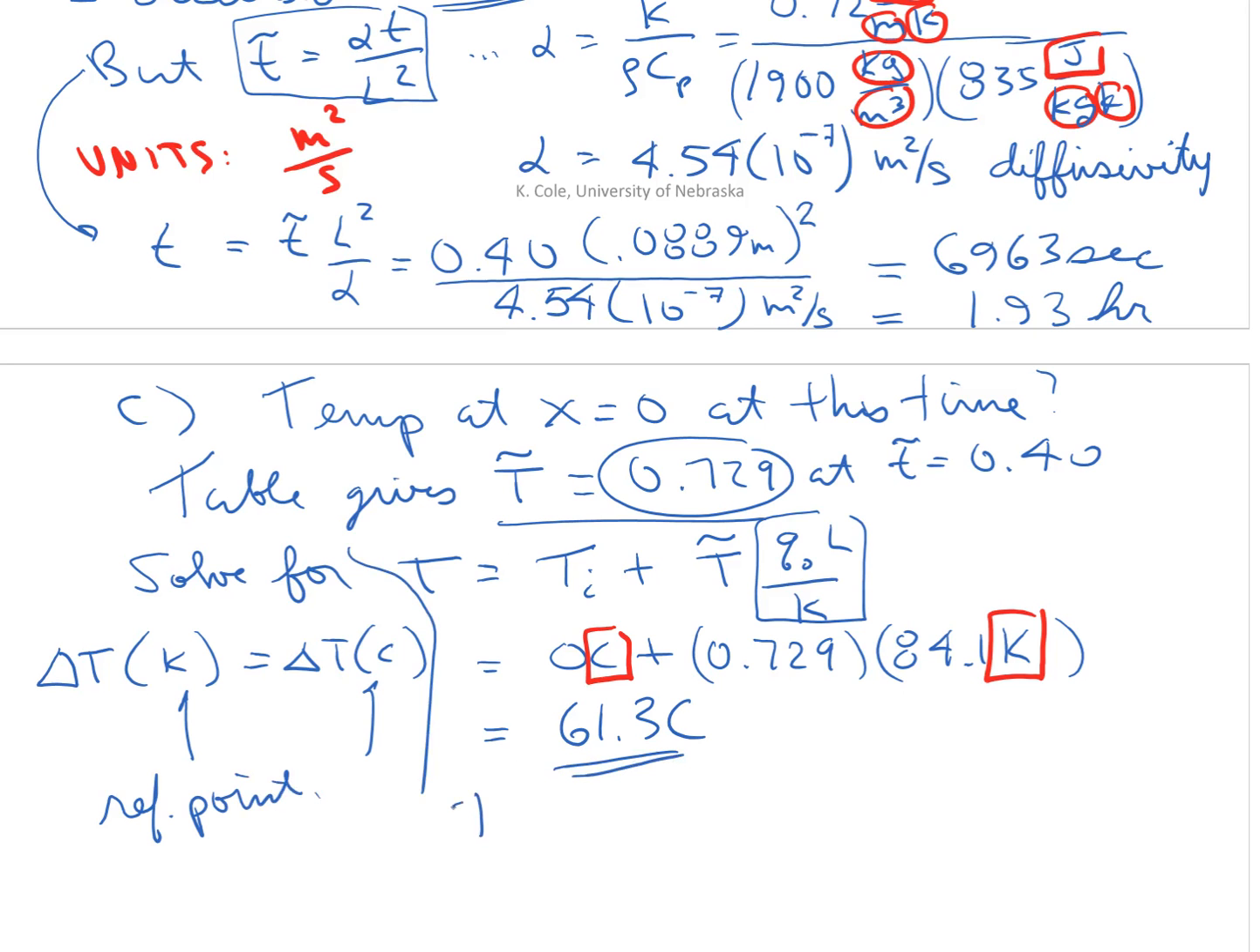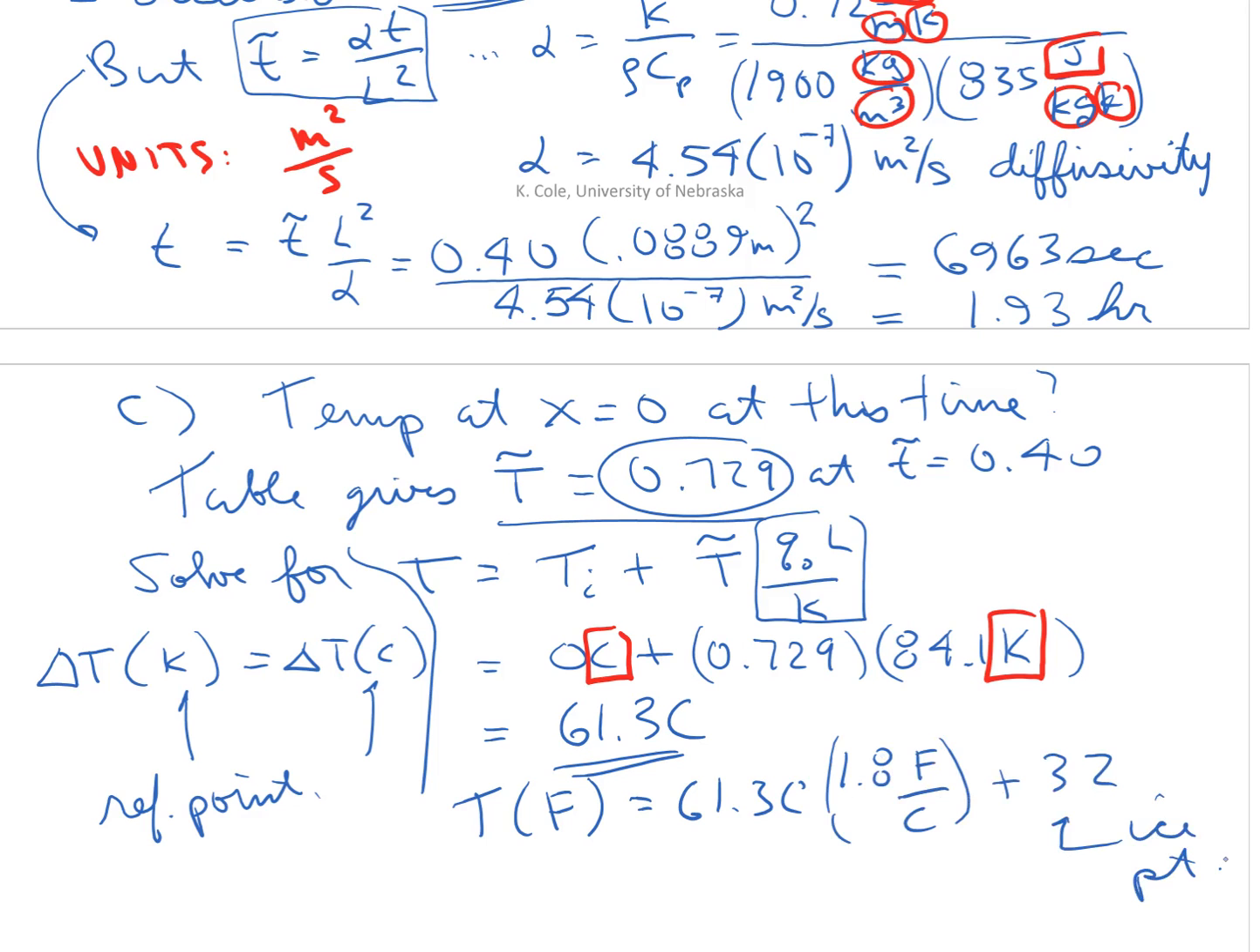We could convert that to Fahrenheit if we wanted. That would be 61.3 C. We need to multiply by the conversion for the size of the degrees. There's 1.8 degrees Fahrenheit in each degree centigrade, and then we have to add 32 because that's the ice point. And this value is 142 Fahrenheit. That's too hot to touch. So brick walls warm up. All right, we solved the problem.